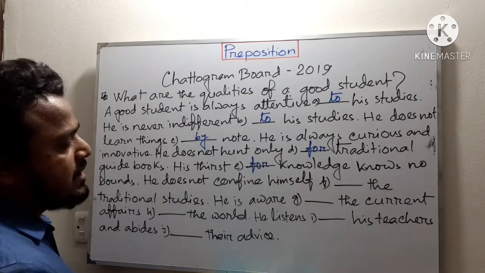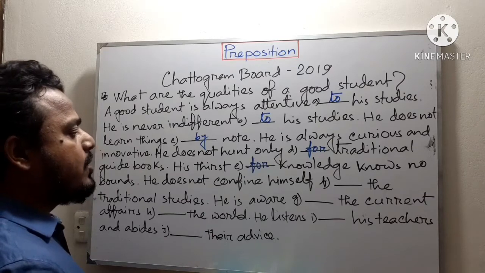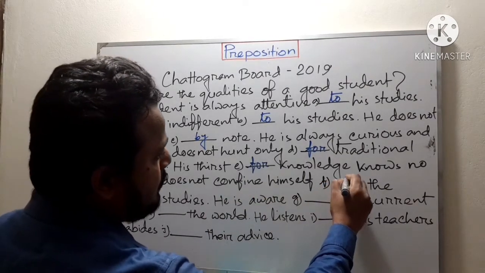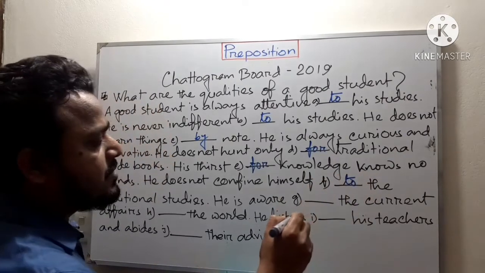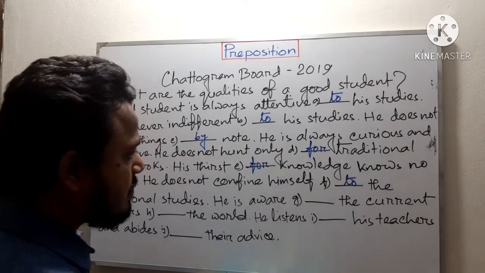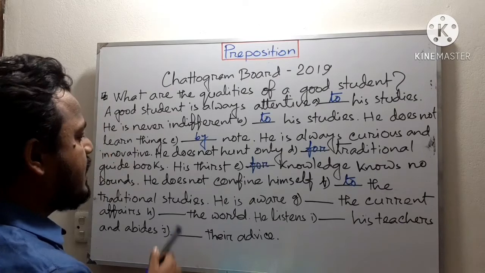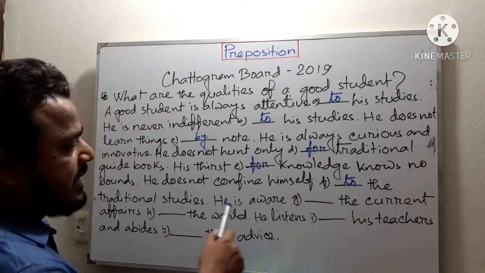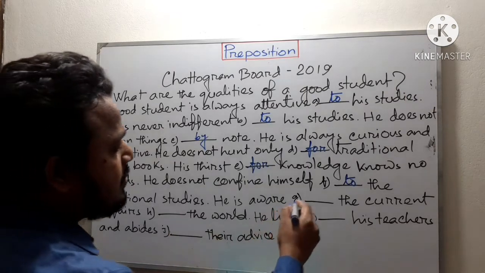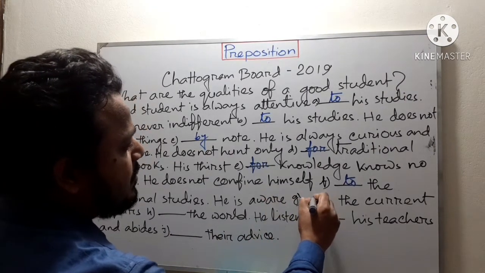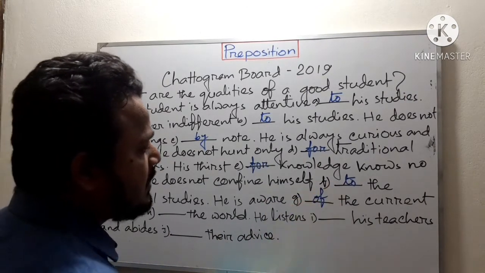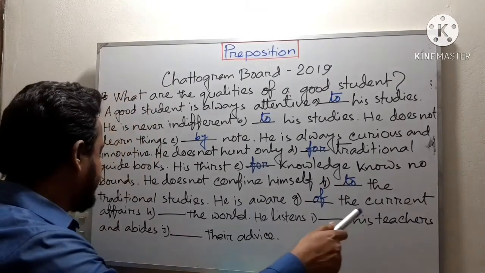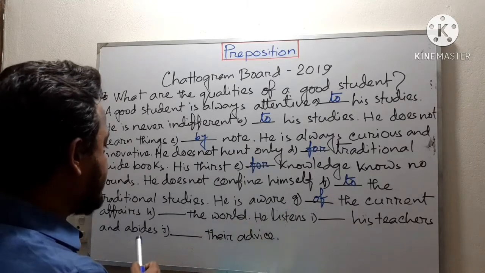He does not confine himself. We know the word confine is followed by to. Here is the preposition to. He does not confine himself to the traditional studies. He is aware of. We know the word aware is followed by of. So here the preposition is of. He is aware of the current affairs of the world.